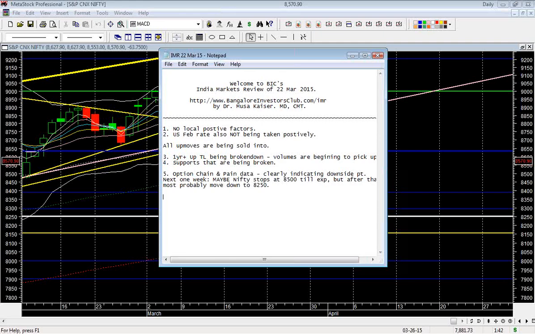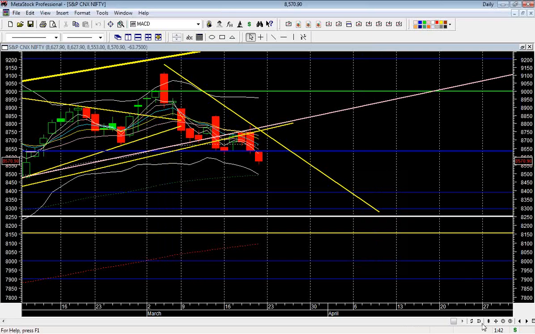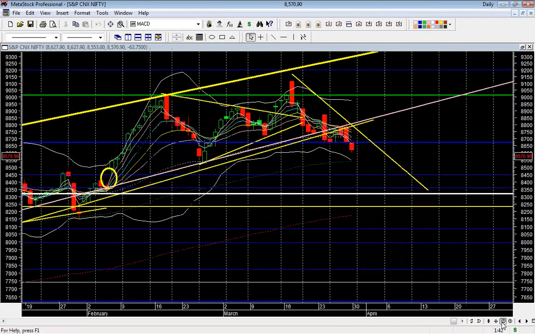Any questions? Musa, there is a head and shoulder in Nifty, which broke down. Is there a head and shoulder in Nifty? Is Balki's question.